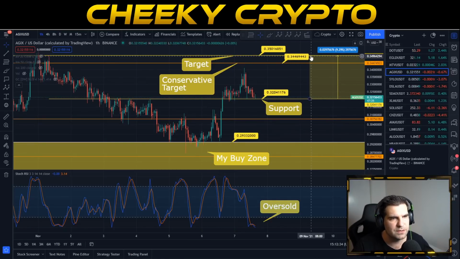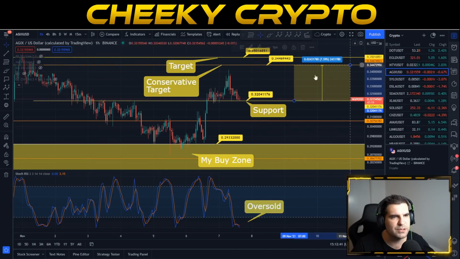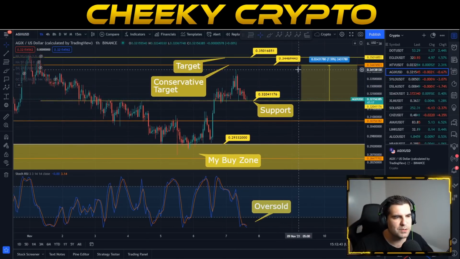The conservative target does bring it down a tad, and I'll just go ahead and pull that in. That shows us at about 7%. Okay, so again, this is just about scraping profits whilst we can and whilst we can see it here in the data.